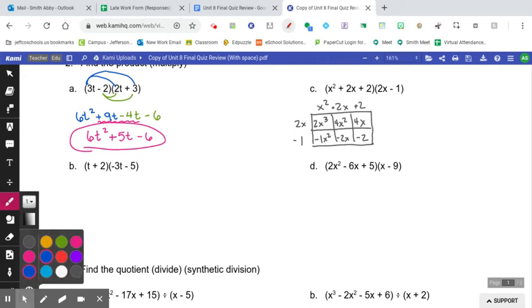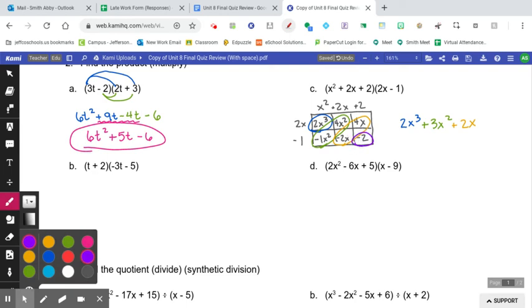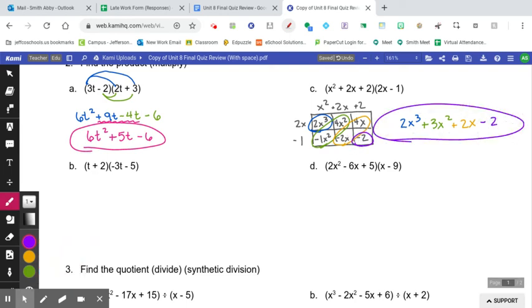All right, now I can start combining. There's nothing to combine with that, guys, so it's just 2x to the third. I can combine these two guys together to get plus 3x squared. All right, I can combine these two guys together to get plus 2x. And then I have this guy chilling at the end. There we go. All right, pause the video and do problem D.